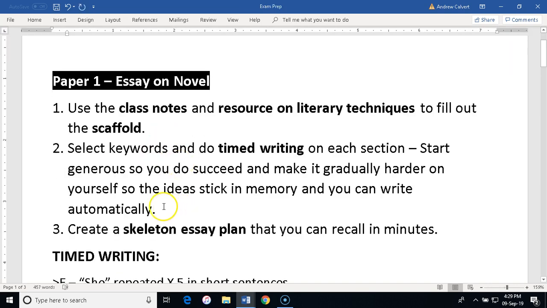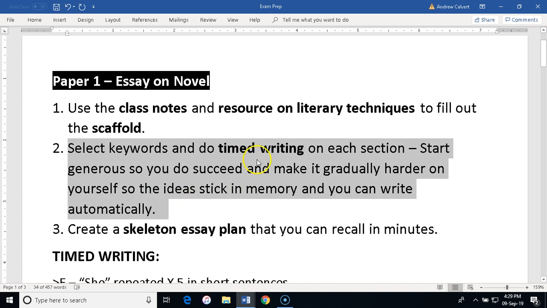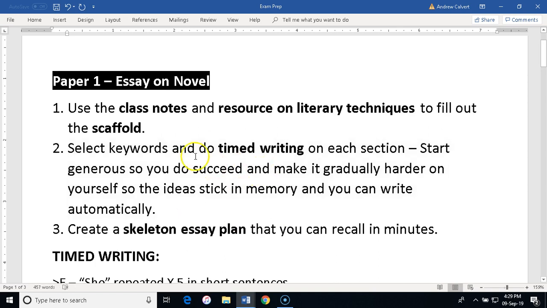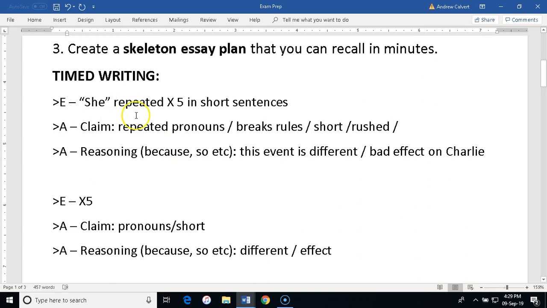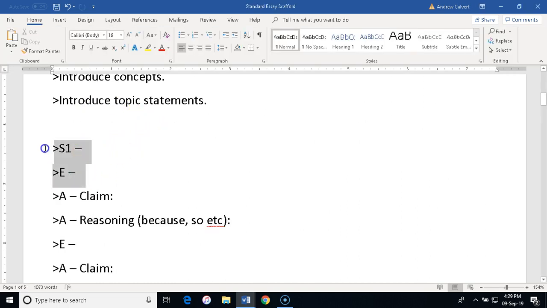Okay, so the next thing they should do is use this for doing some timed writing. So just choose one section of what you're going to write in the essay and time yourself, 2 minutes, etc. Whatever seems like a reasonable amount of time for what you're doing. If it's just say these 2 bits, then 1 minute, 2 minutes. But if it's getting into the meat of the essay here, then you might leave 3 or 4 minutes. It just depends, and start generous and start to get tougher as you go.